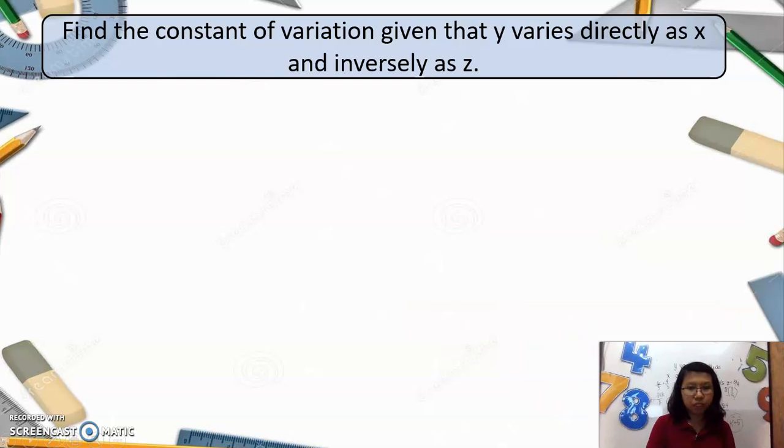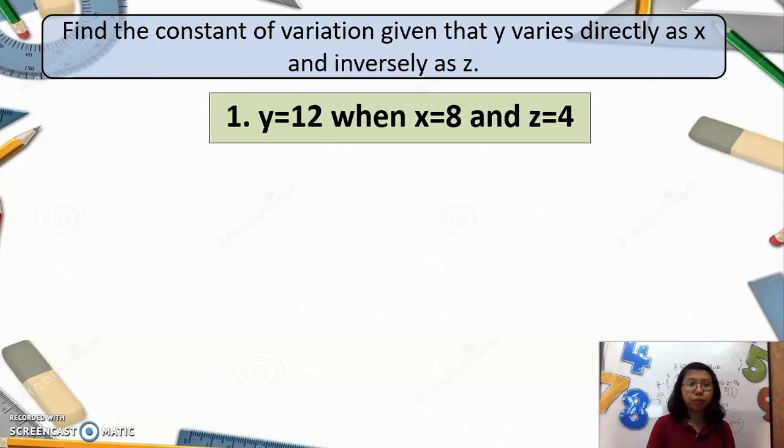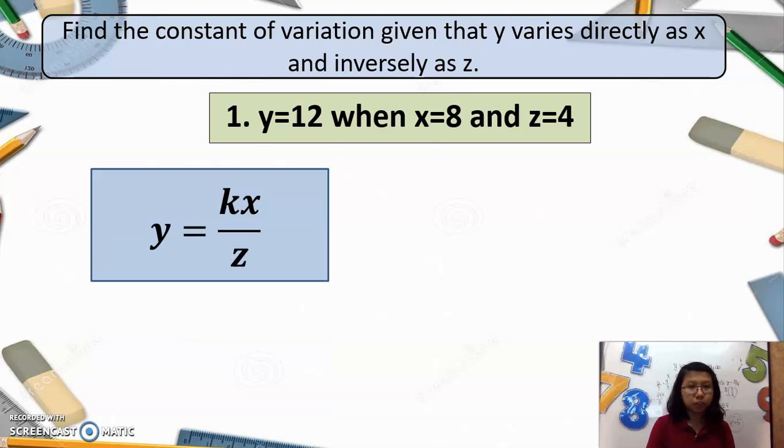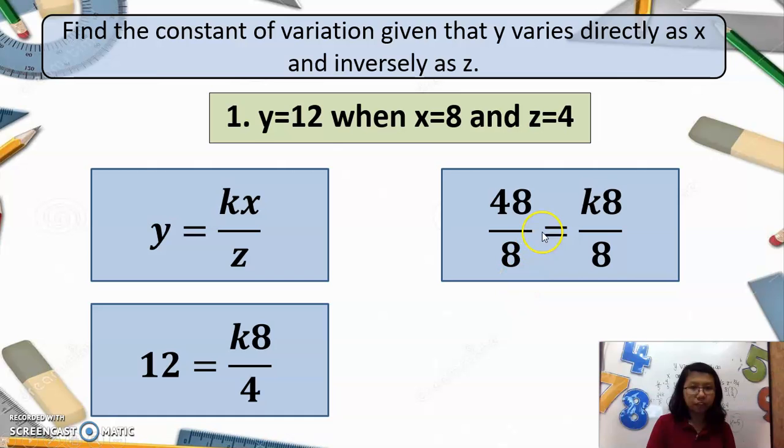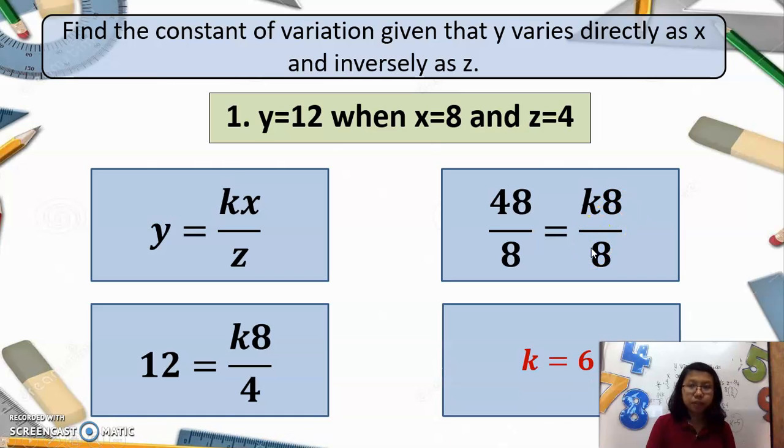Let's have computation for the combined variation. Find the constant of variation given that y varies directly as x and inversely as z. So for number 1, we have here y equals 12 when x is 8 and then z is 4. Let's substitute the values. It will be 12 equals k8 over 4. And then by cross multiplication, we will have 48 equals 8k. Then divide both sides by 8, the answer will be 6. So the value of the constant will be 6.